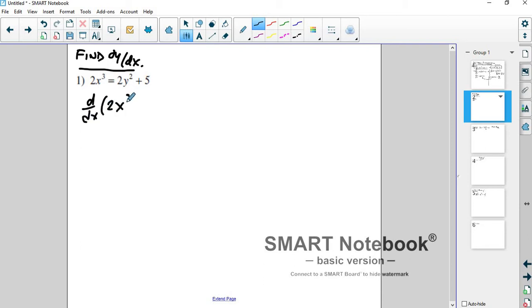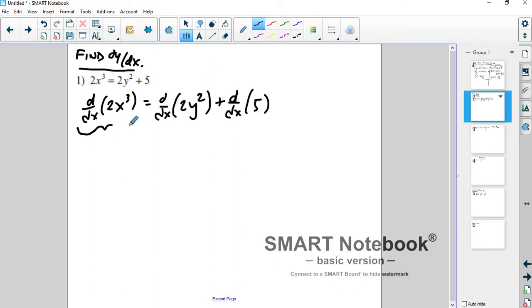We're going to take the derivative of every single piece. Remember that the operator d dx means take my derivative, please. That's what the operator d dx means. It means take my derivative. It's just like a prime sign. This dy dx means I've taken the derivative of y with respect to x.